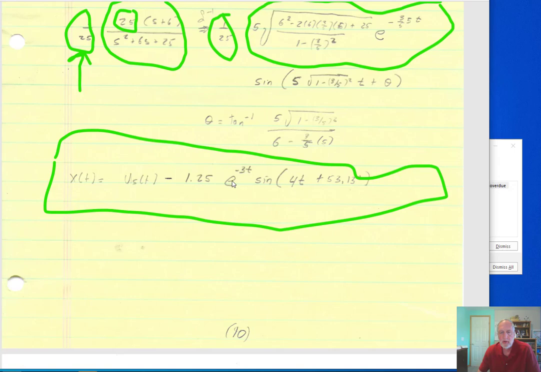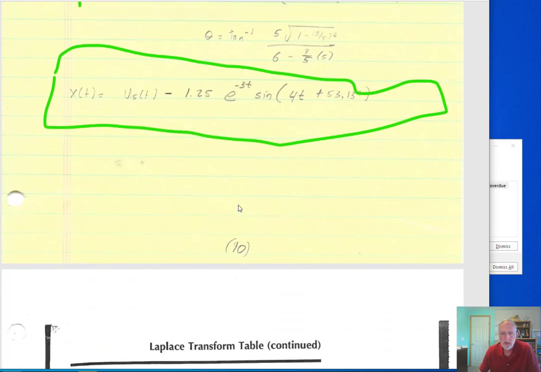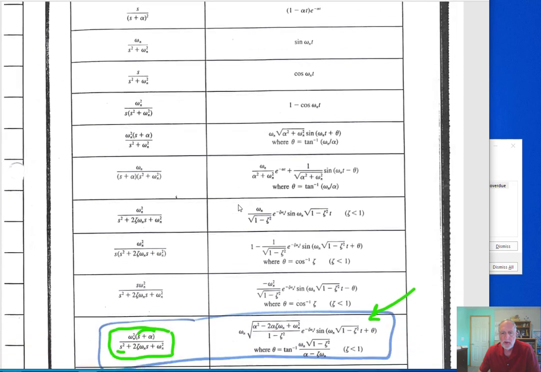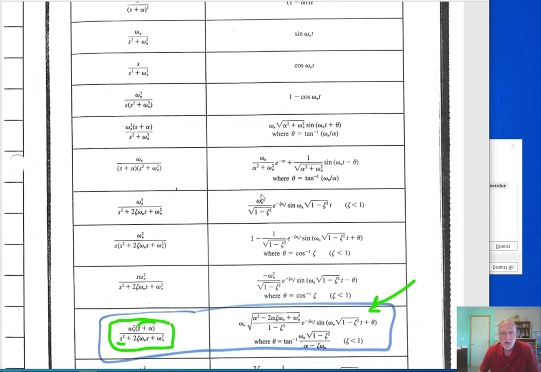Again, so this is the easy way to do it, is to use the Laplace tables. By the way, this table and the other side of it is posted on Blackboard along with a lot of examples of stuff that I just did.